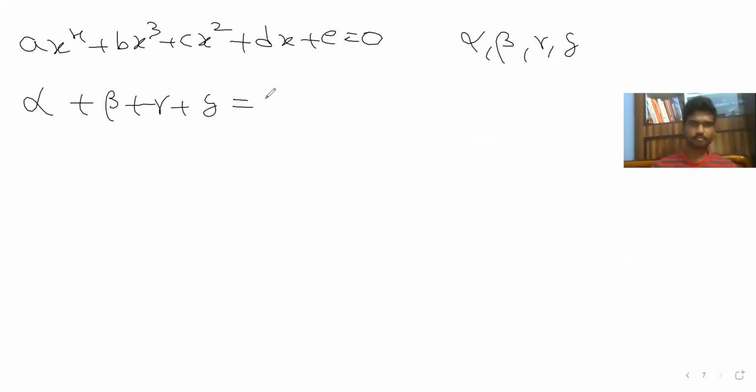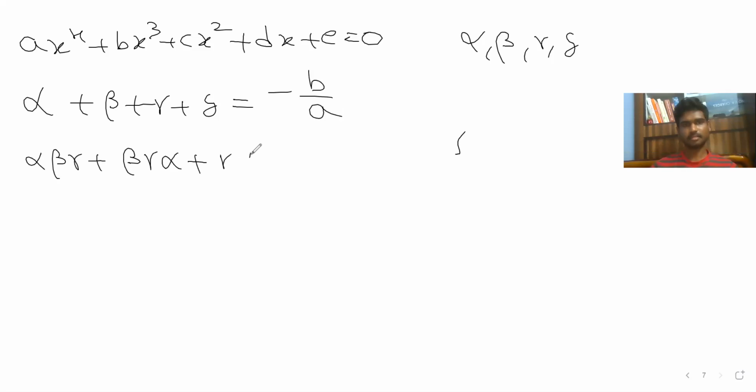It is minus d by a. Now next, alpha beta gamma plus beta gamma alpha plus gamma alpha delta plus delta alpha beta. So these are the possibilities that you get. Now what is the value for this? It is the product of the sum of the roots, right? So what is the answer for this? It is c by a.